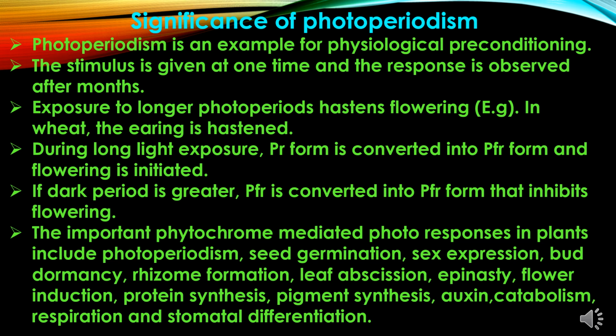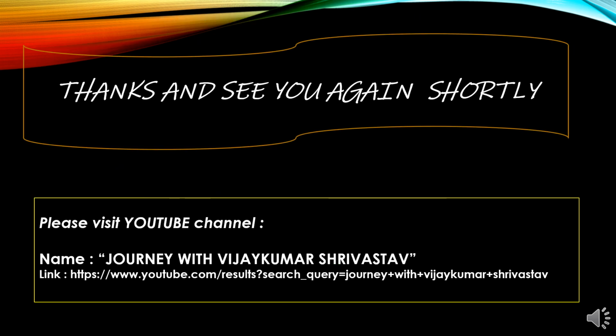The important phytochrome mediated photoresponses in plants include photoperiodism, seed germination, sex expression, bud dormancy, rhizome formation, leaf abscission, epinasty, flower induction, protein synthesis, pigment synthesis, oxygen catabolism, respiration and stomatal differentiation. So this was all about photoperiodism in plants.